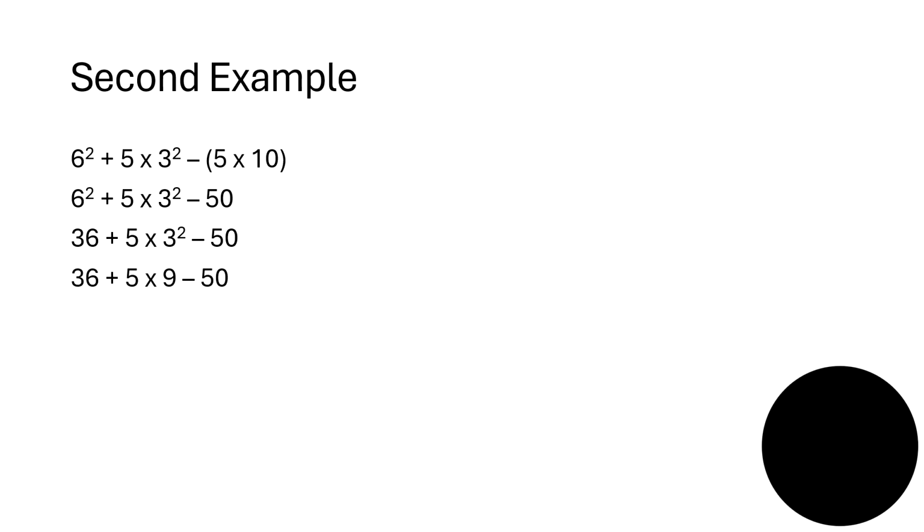And then our next step, we did the 3 squared, that's 9. So we have 36 plus 5 times 9 minus 50. And so our next step, we do the multiplication division. And so we see multiply. And so 5 times 9 is 45. So now we have 36 plus 45 minus 50. And of course, 36 plus 45 is 81. Minus 50 is, I believe it's 31.